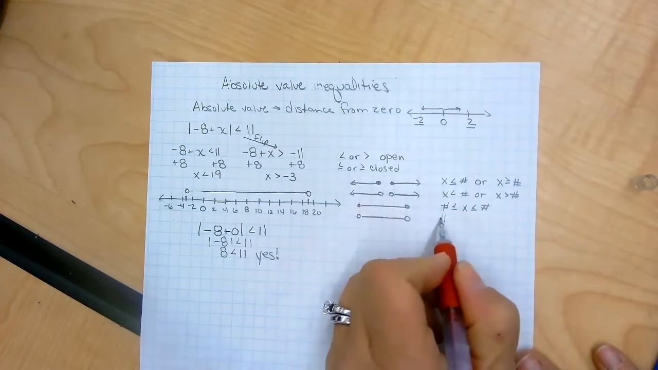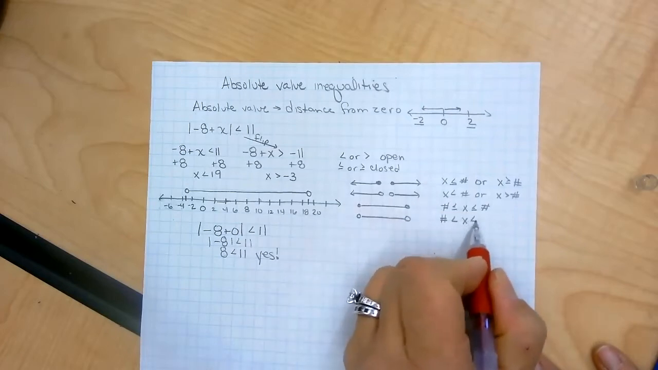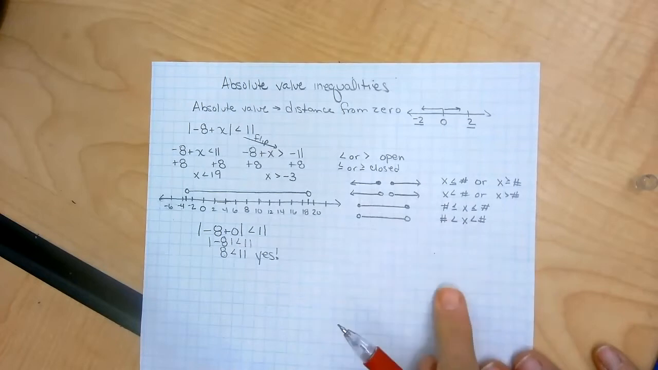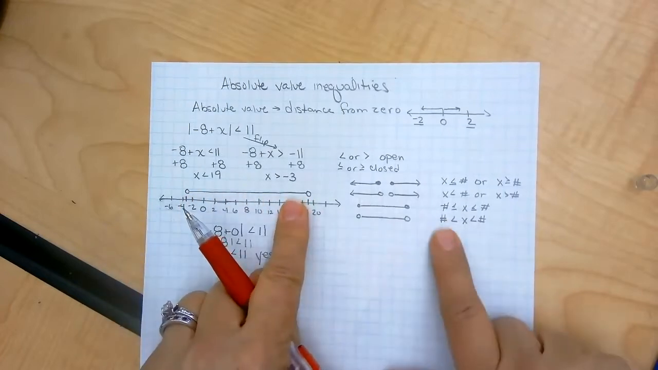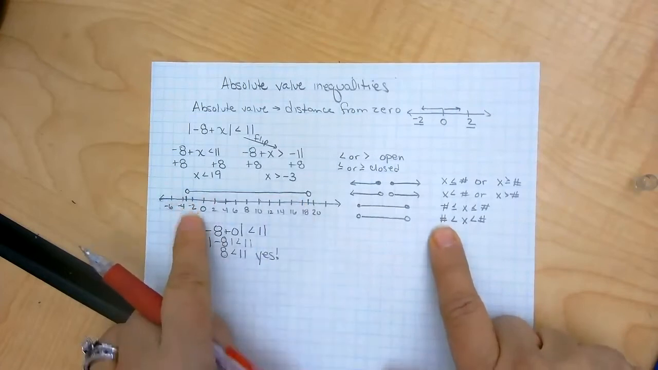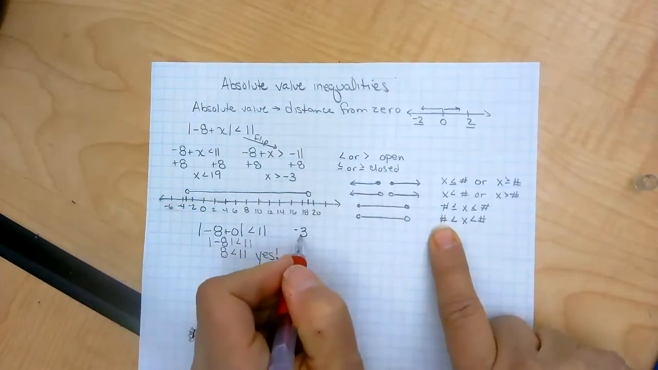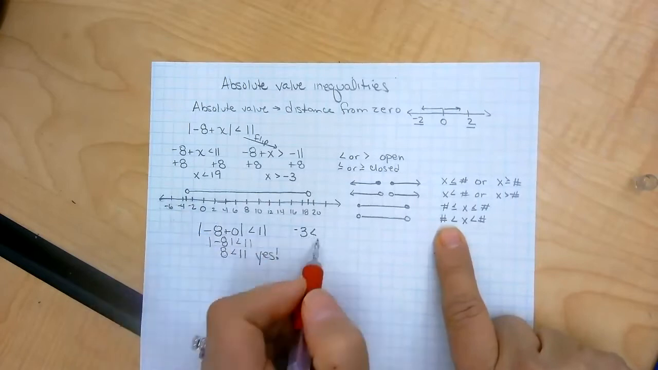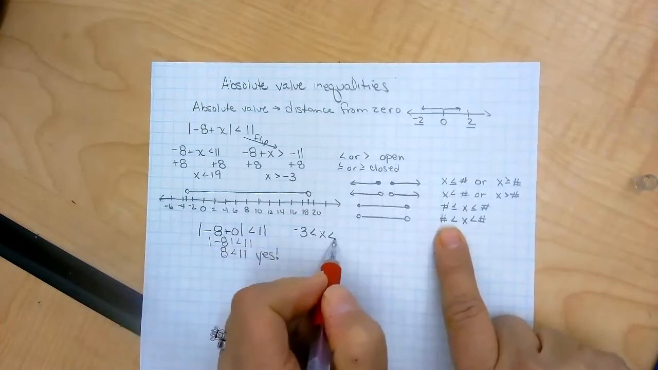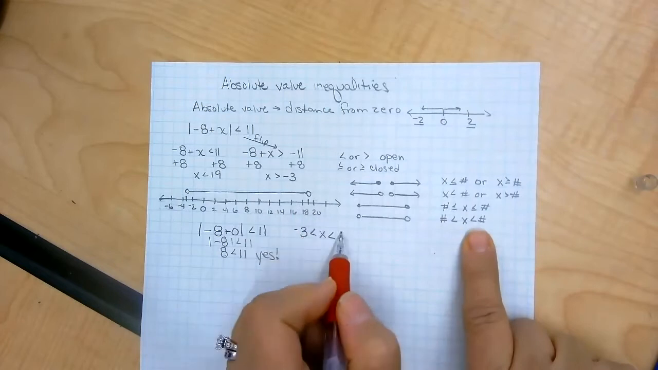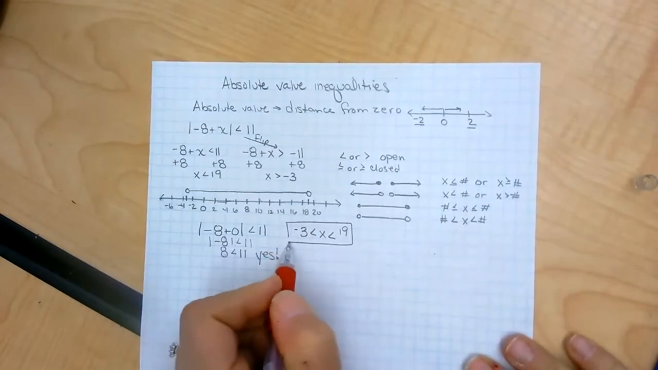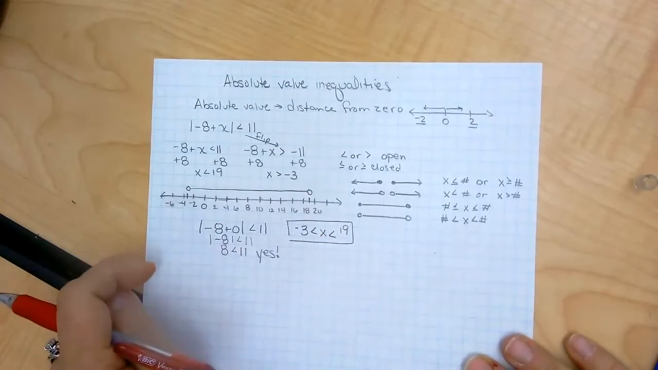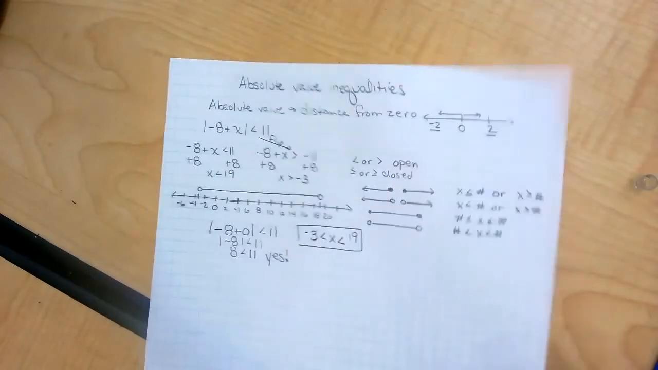This one will look like that. So because our picture looks like this, this is my left number, so that's -3, is less than x is less than, this is my right number, and that is 19. And that is our solution. This is what I need to see. Okay, let's do the next one.